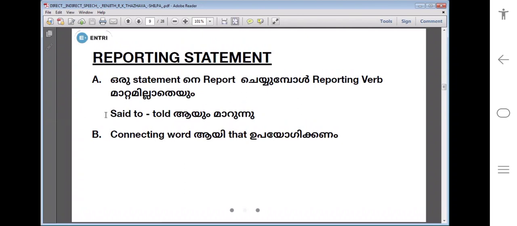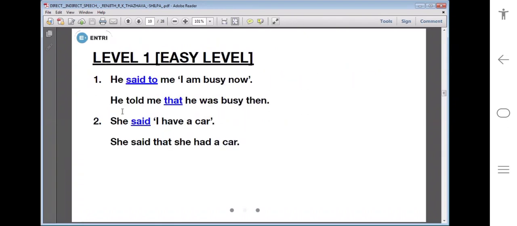Said to becomes told when you want to change from direct to indirect. Says to will become tells. Will say to will become told. For example, you can see, he said to me, I am busy now. He said to me, that means he told me that. You can see here the conjunction that has been used. Okay, means ki or ka. He told me that he was busy then.